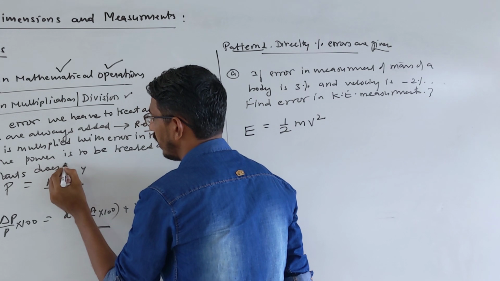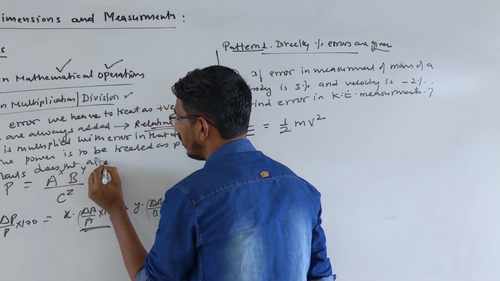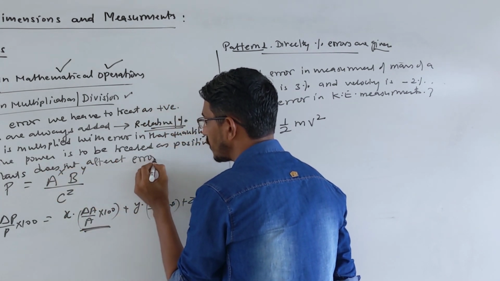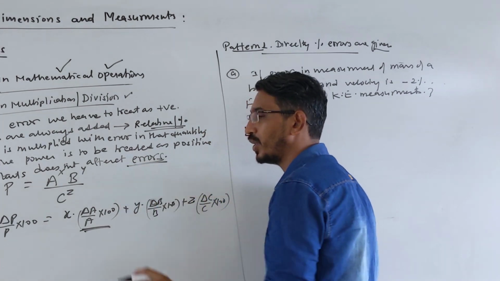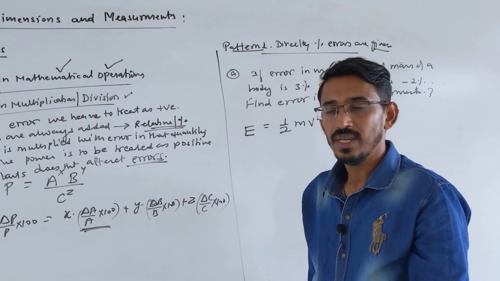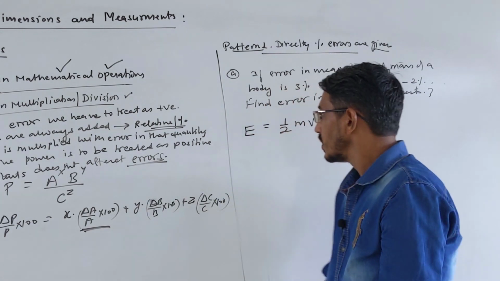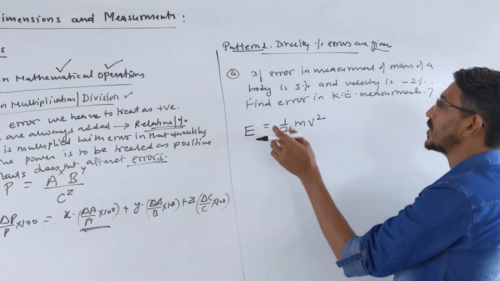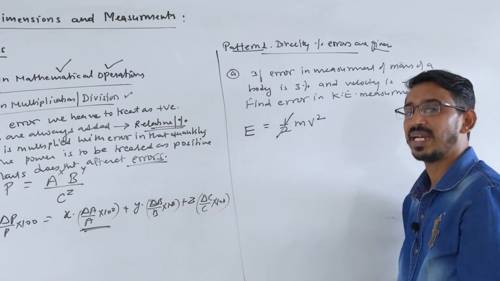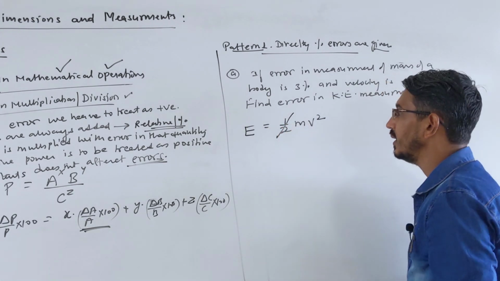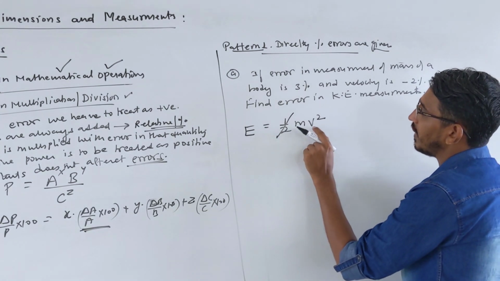Constants don't affect error, right? If constants are coming, some number, you don't need to worry about error, forget them. Because constants don't cause any error, only variables cause error. So here, half is a constant, this doesn't play any role, so we will not write it anywhere in the error, forget it.